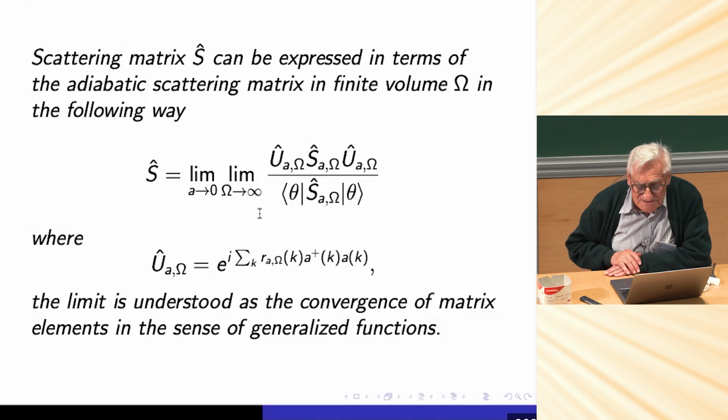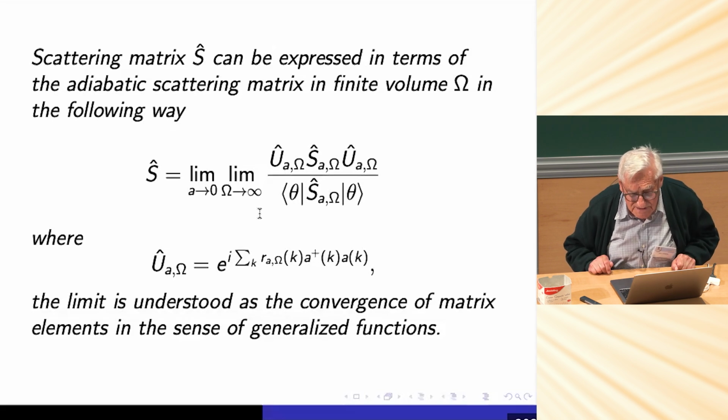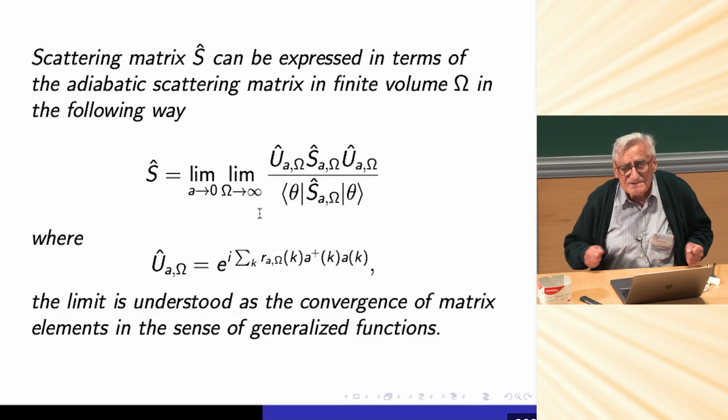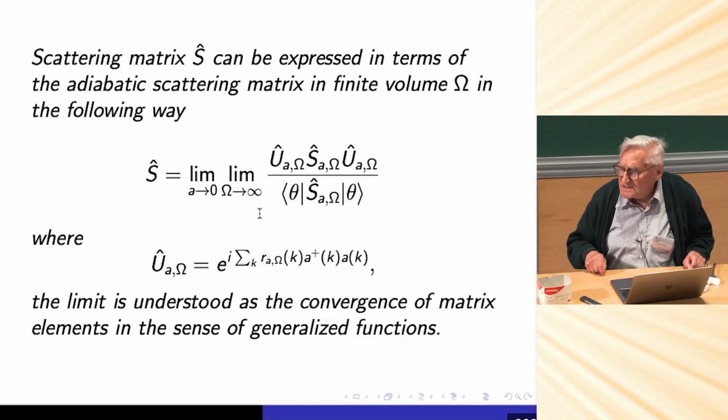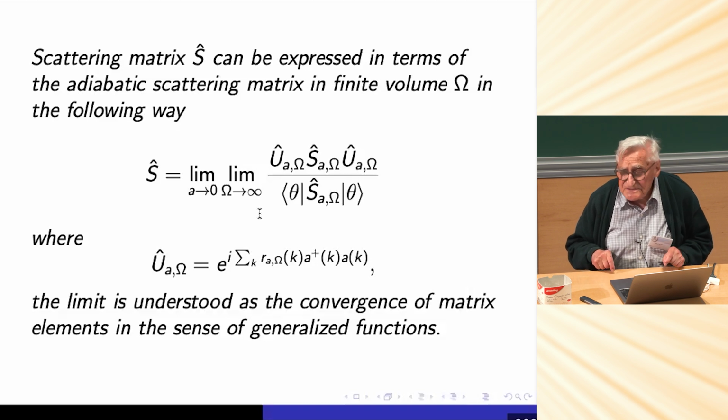Okay. This is the formula for the renormalized scattering matrix in terms of the adiabatic scattering matrix. I would like to stress that usually in many books the scattering matrix is defined as a limit of the adiabatic scattering matrix. But what is written in all books gives a scattering matrix that is not renormalized. This is only the first step. But here you have the renormalized scattering matrix.